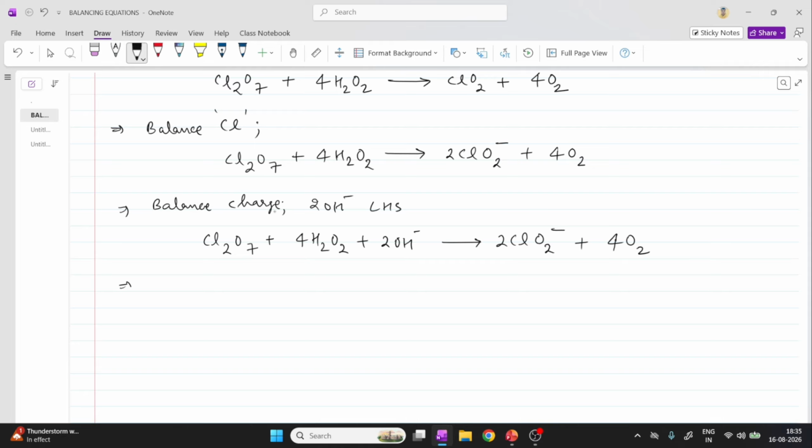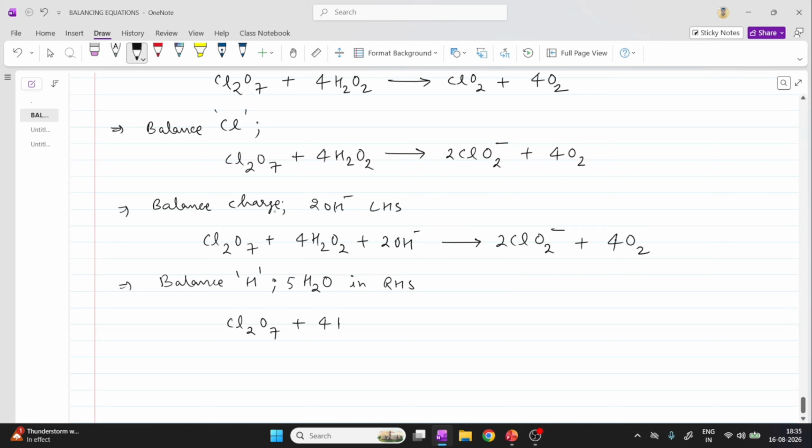Now we are left with just the last step, which is to balance hydrogen and oxygen. Again I will go with hydrogen. On this side I have 4H2, that means 4 twos are 8, and this 2 makes 10 H. So the left side has 10 hydrogen and the right side has 0. To balance hydrogen I have to add H2O only. The right side needs 10 hydrogen, that means 5H2O on the RHS.